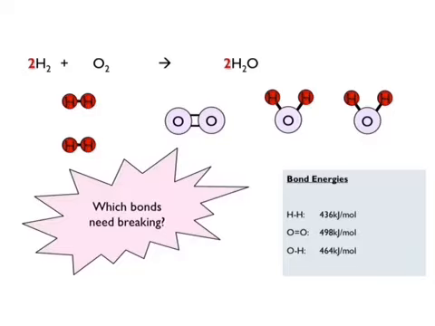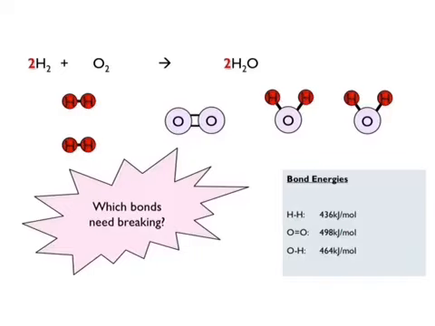In this we have two molecules of H2 with a single covalent bond between them, our H-H covalent bond. We have one molecule of O2 with a double covalent bond, and then we have two molecules of H2O, both with two single covalent H-O bonds.